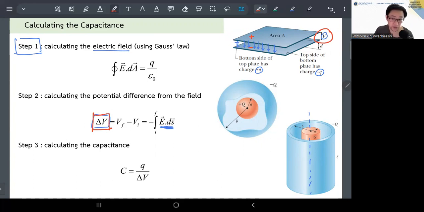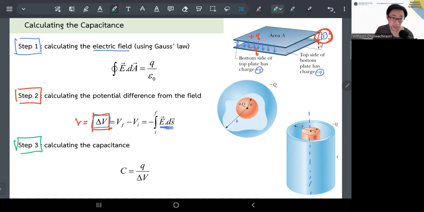Once you get the potential difference, if you know the amount of charge and you know the V over here, V and delta V are the same thing, you just take the ratio. So step number 3 is going to be the easiest because you don't need to do anything anymore.